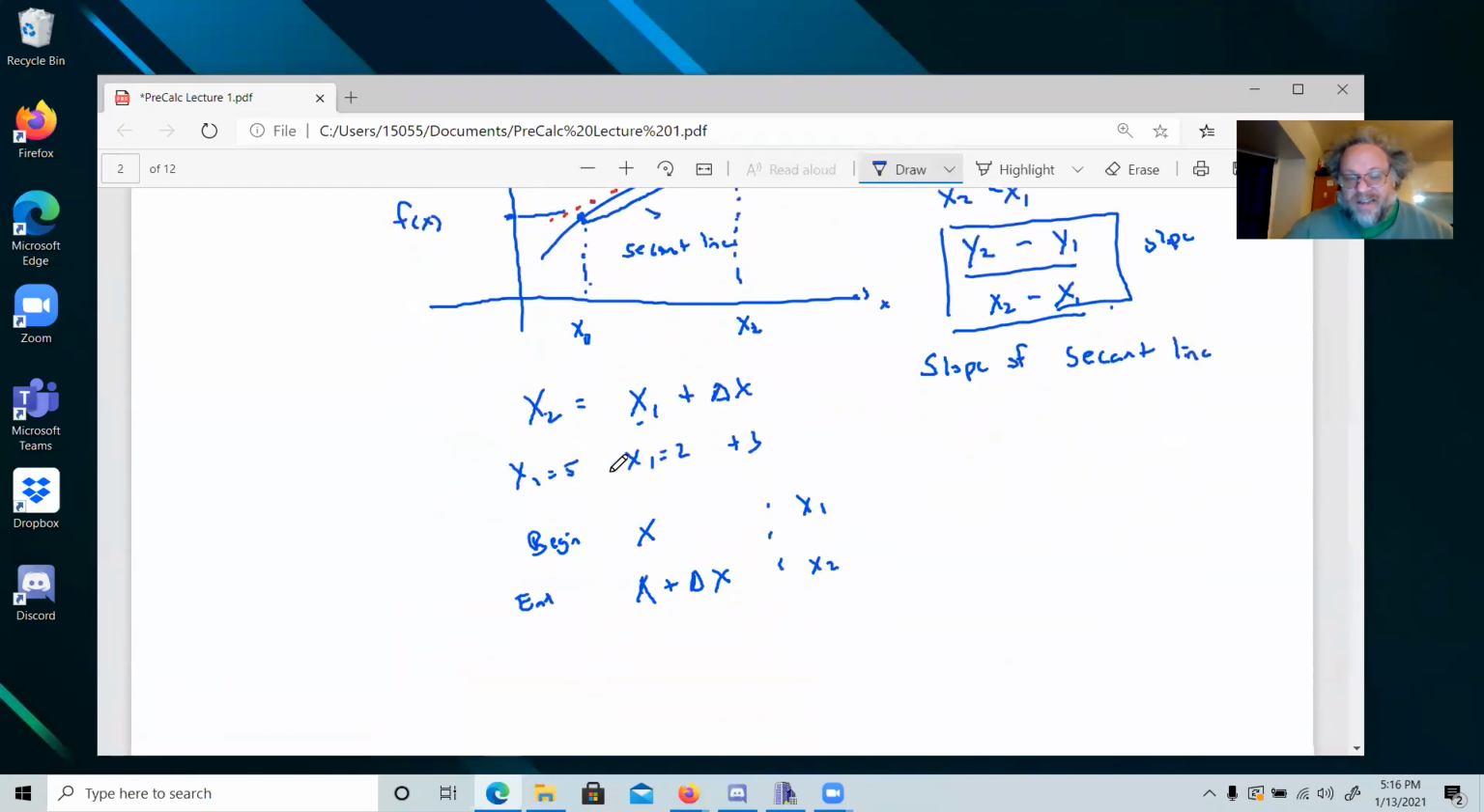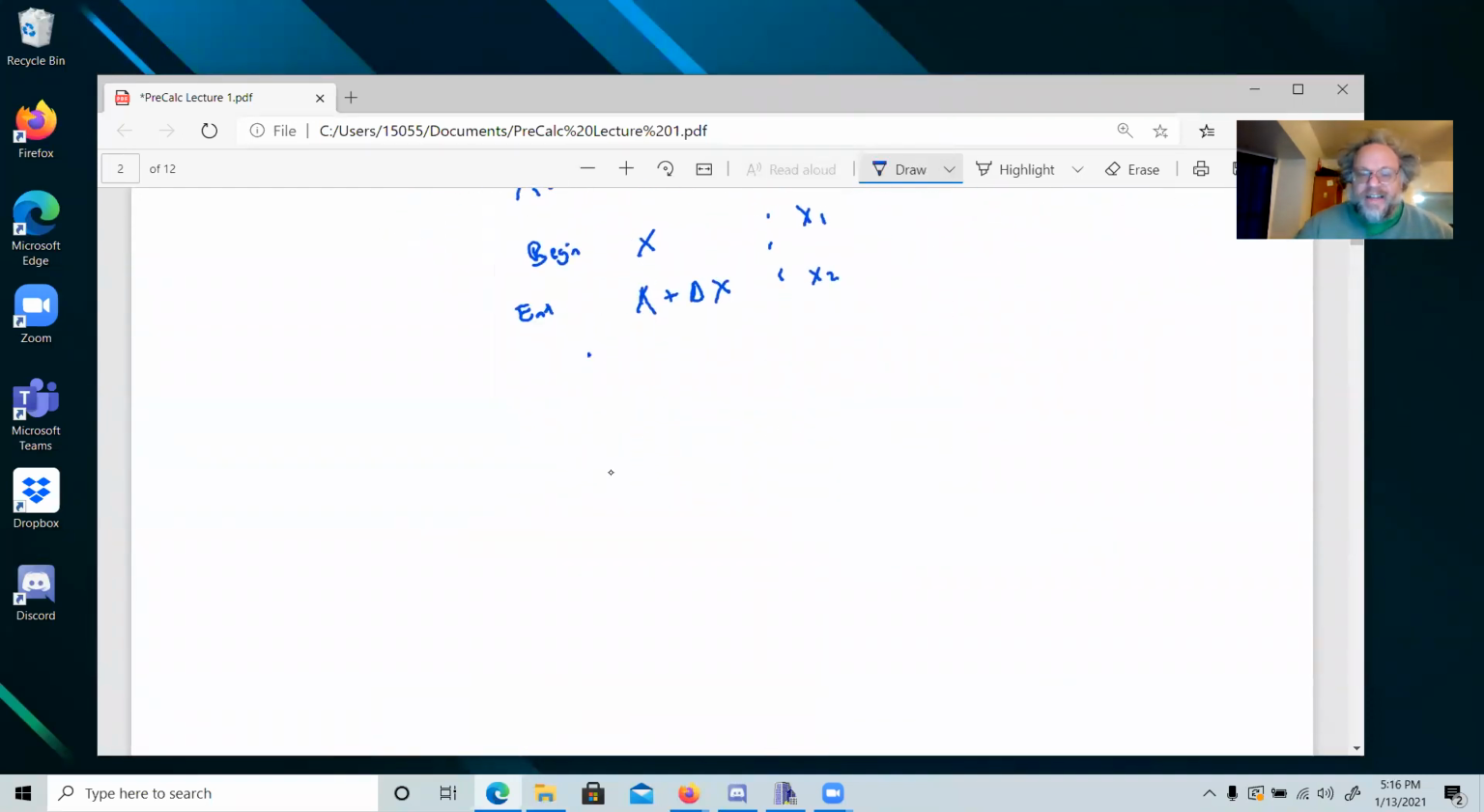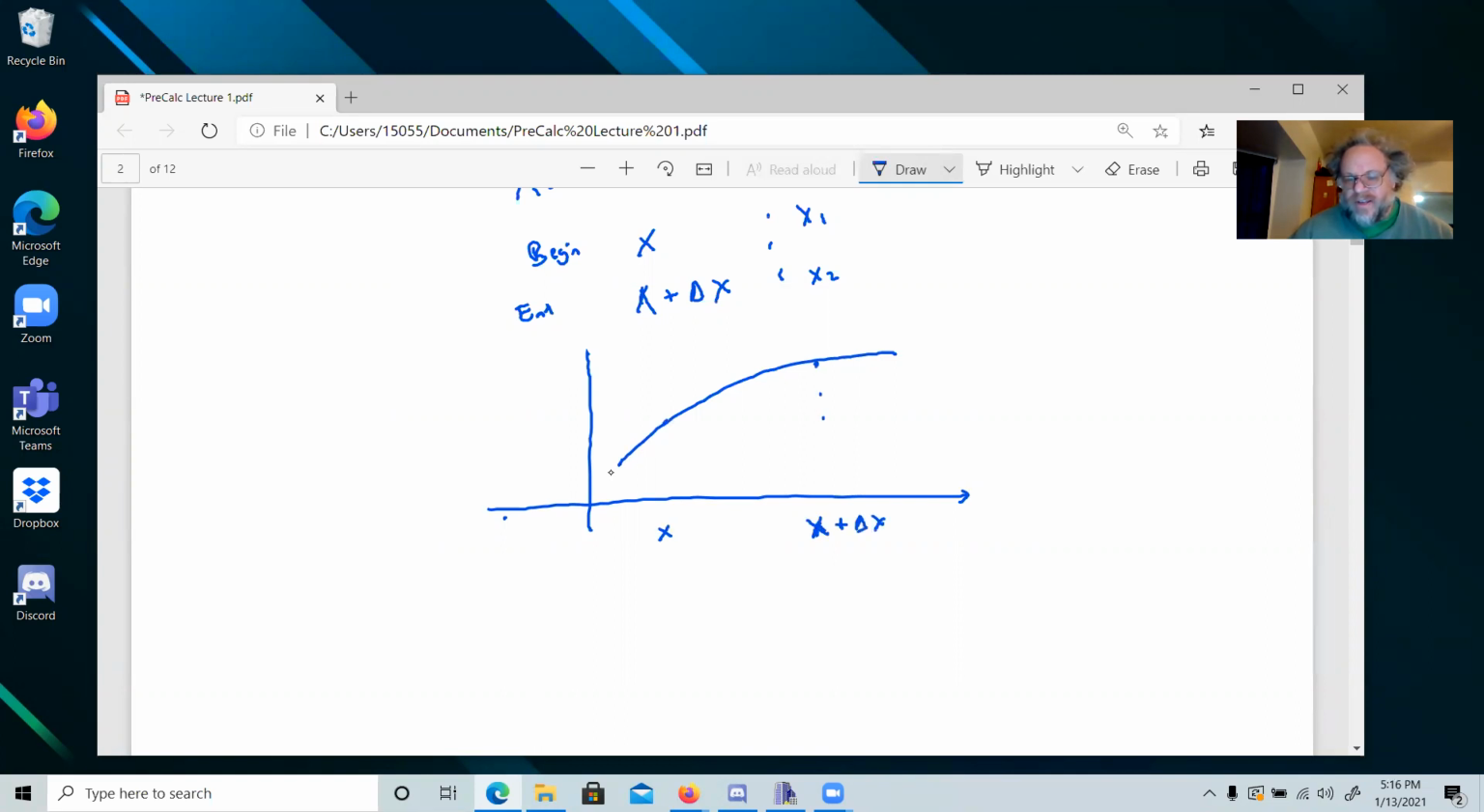So we're talking about exactly the same 2 points, and instead of saying this is x1, we're just going to call it x. Instead of calling it x2, we're going to say this is x plus delta x. Do you remember what the y part is here? That's just f of x, wasn't it? And do you remember what the y part here was? Well, that was f of x2. But we don't have x2 anymore. We have f of x plus delta x.